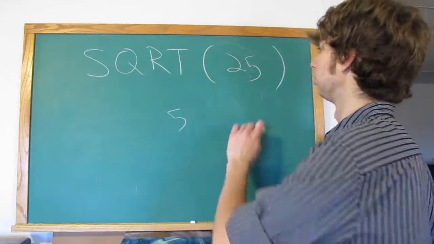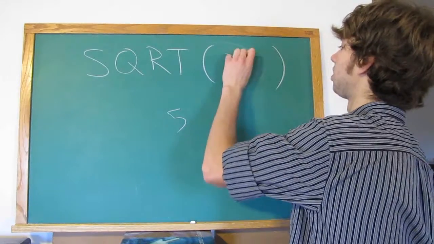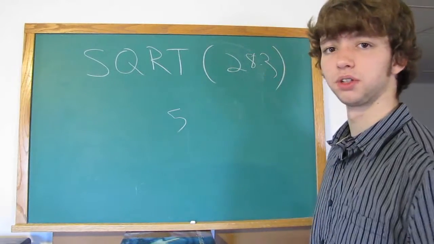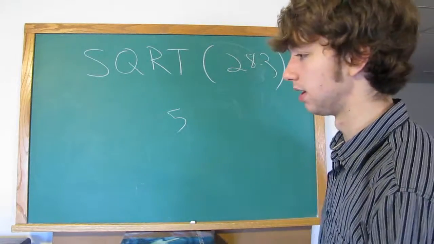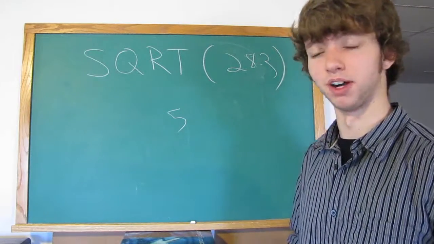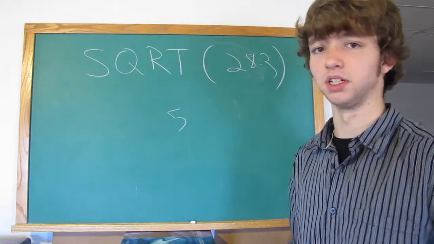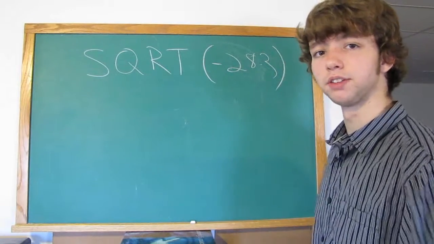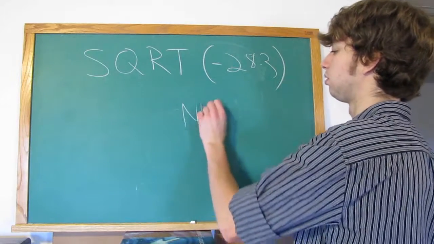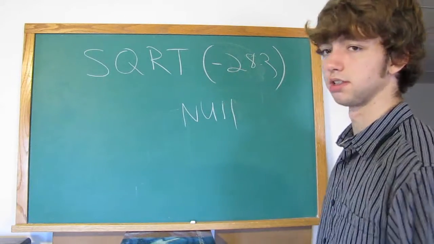If we have the number, let's say, 28.3, it's going to be probably something ridiculous that I don't know off the top of my head. Well, I do, but I don't want to show off my math skills, so I'm just going to keep it a secret. Now, if you have a negative number in here, it's not going to work. The result will be null or nothing because you can't do that.